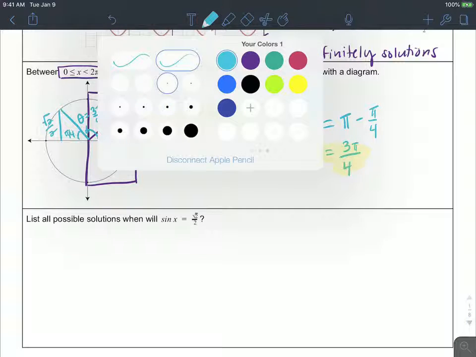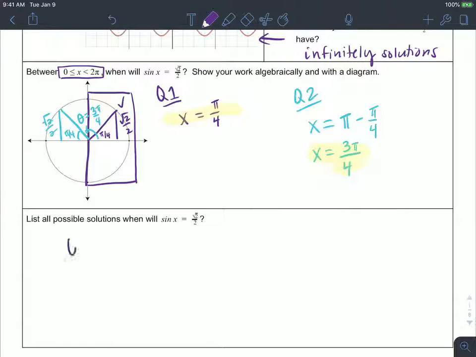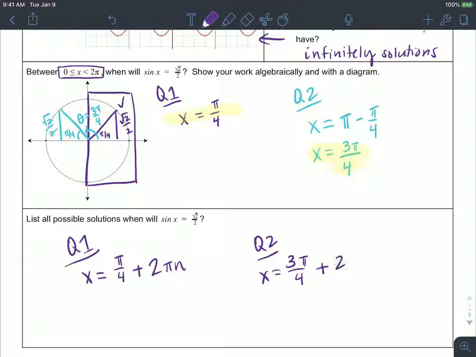What we're going to do is add in our coterminal angles. So we write x is equal to pi over 4 plus, how do we get coterminal angles? Add 2 pi n. In quadrant 2, we get x is equal to 3 pi over 4 plus 2 pi n. So instead of listing out all angles forever and ever, we just make an equation for it.